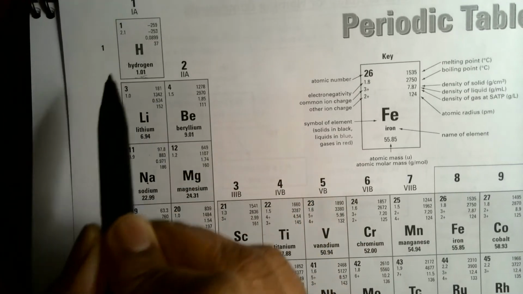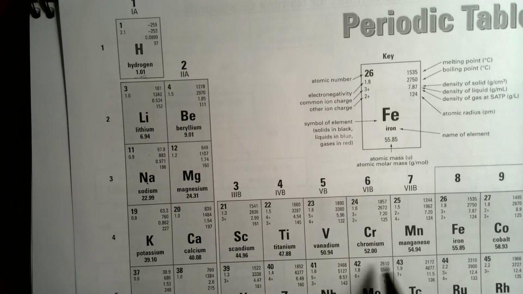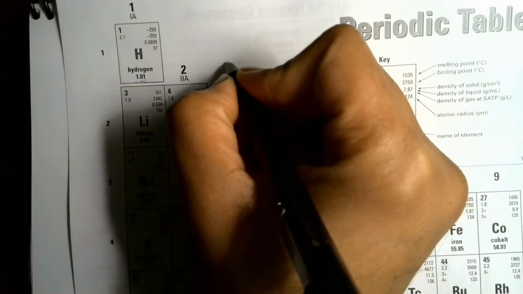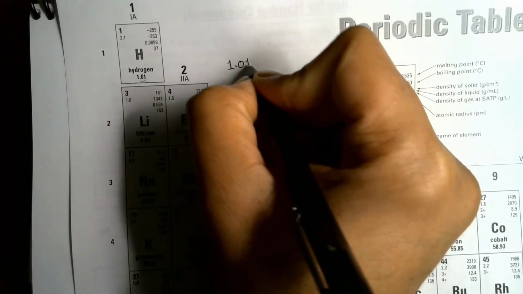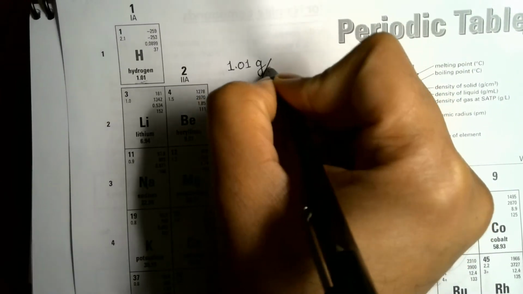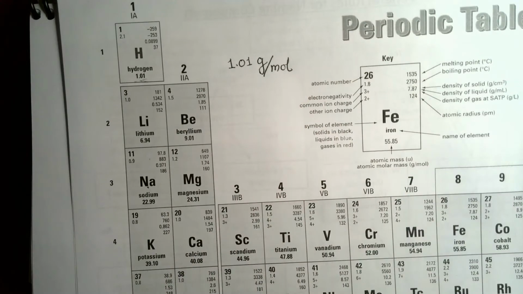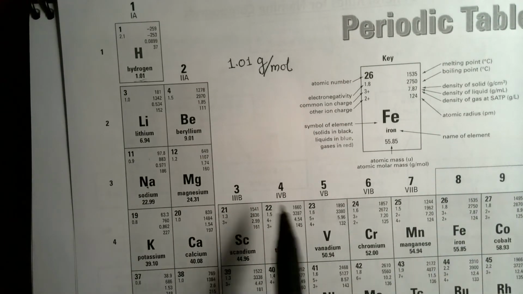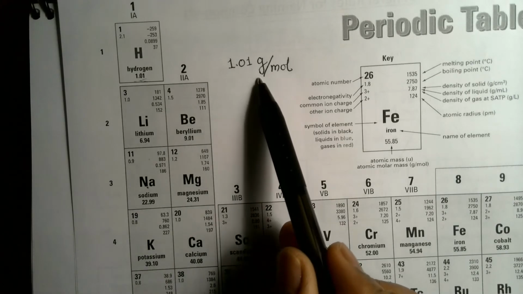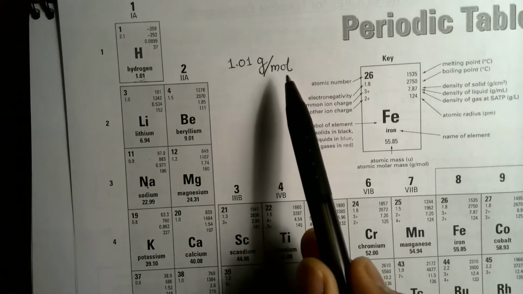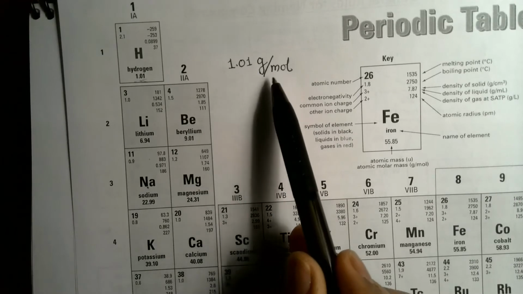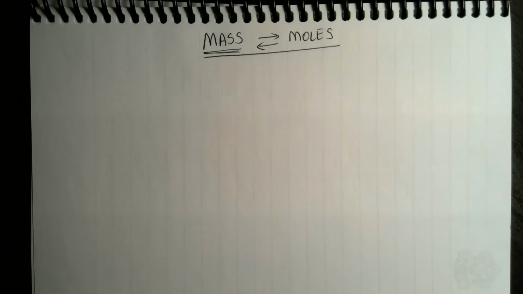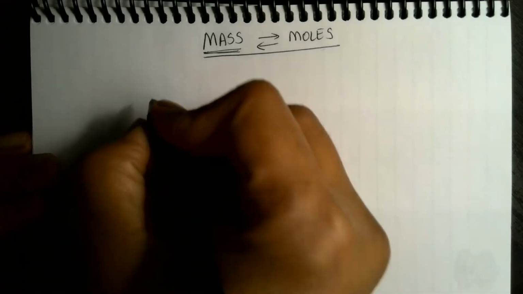That 1.01, 6.94, all those numbers there have a unit, which is grams per mole. So all of those atomic weight numbers you see, their unit from now on is grams per mole. Let's see what that means. What does it mean to be that many grams per mole? Hydrogen's atomic weight is 1.01 grams per mole.